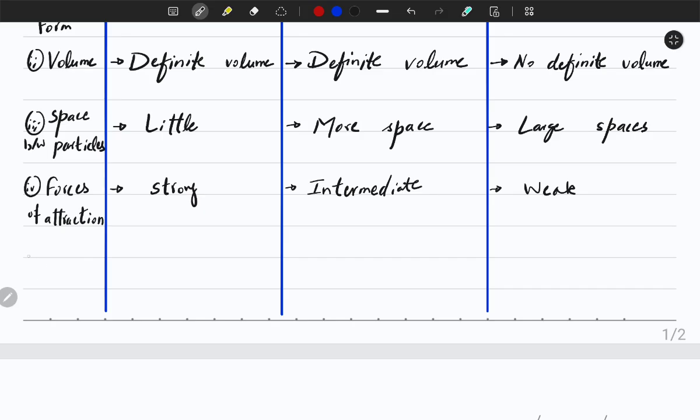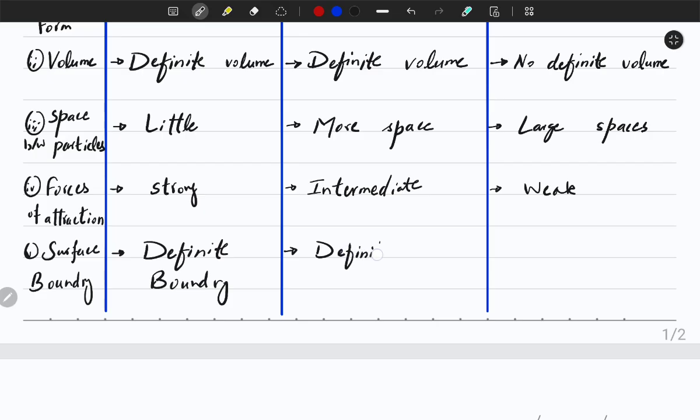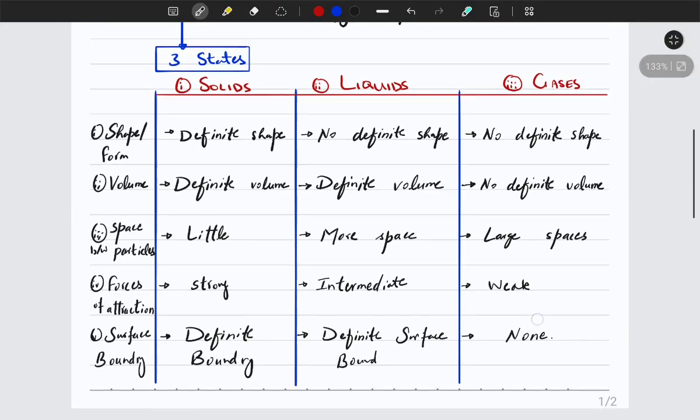Then another property is surface boundary. Solids do have a definite boundary. Liquids also have a defined surface boundary. You can put some water or alcohol or any kind of drink, a soft drink, in a glass, and at the surface it has a defined boundary. At least you can identify that boundary. Gases don't have a defined boundary. So these are some of the properties of solids, liquids, and gases.